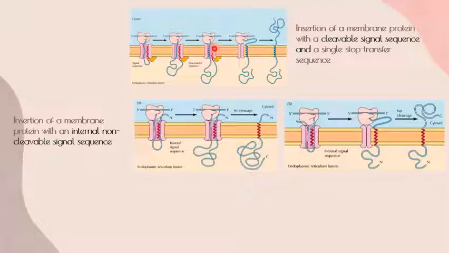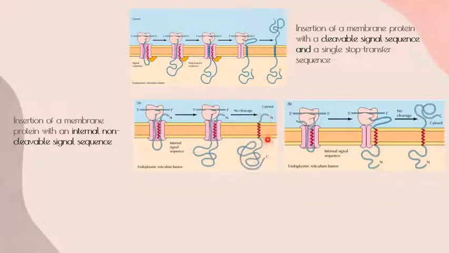We also have a second type, which is the insertion of a membrane protein with an internal non-cleavable signal sequence. Here you can see the cleavable signal sequence was cleaved by this protease. Here we don't have this. The signal sequence, the red one, is non-cleavable, so it will stay and act as an anchor for the protein in the membrane. As long as you see these alpha helical shapes, it will be anchored and integrated within the membrane. So it can happen in two ways: the C terminus in the cytosol or the N terminus in the cytosol.